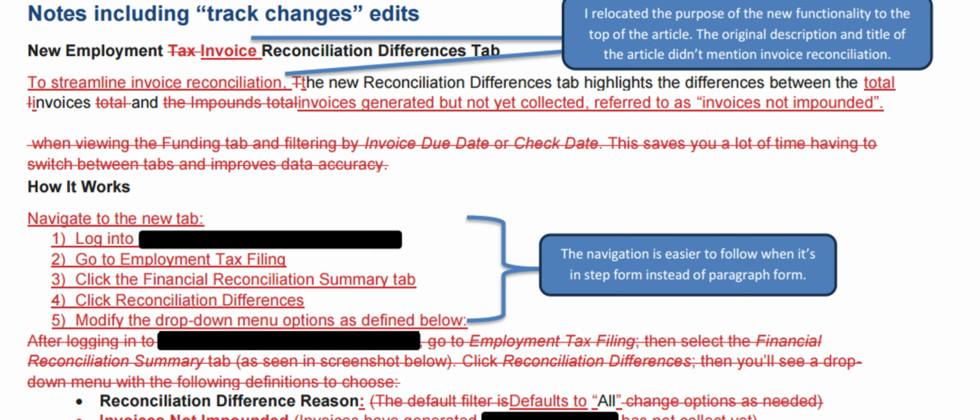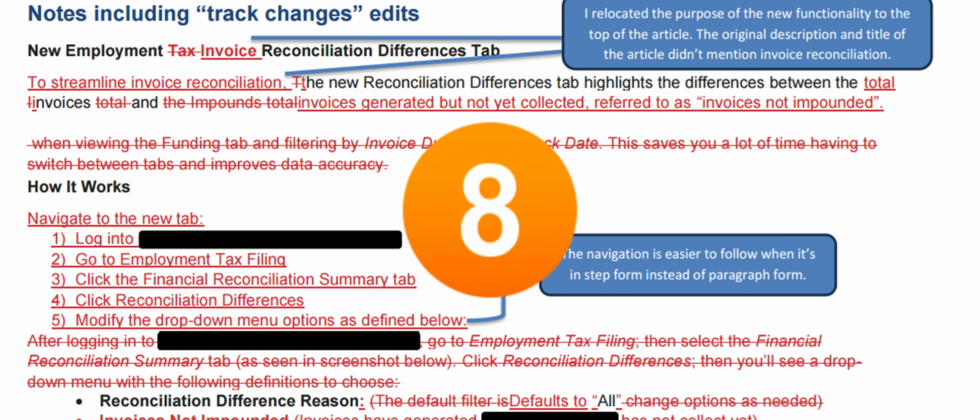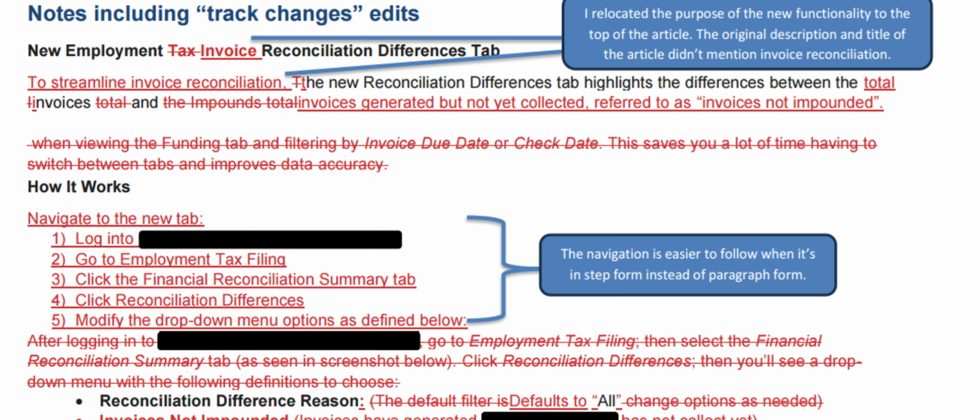Next, the navigation section was written in paragraph form. I find that numbered steps are much easier to follow. My rule of thumb, stick to 8 steps max per process. If there are more than that, I break them into smaller subprocesses.